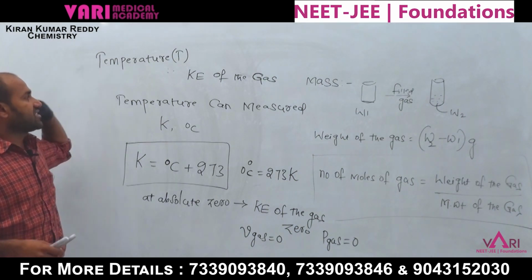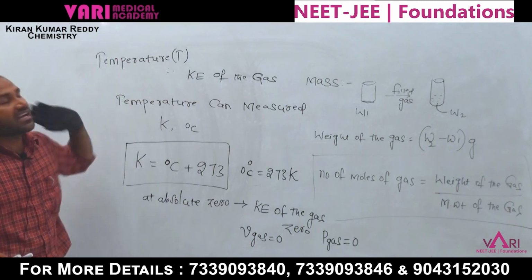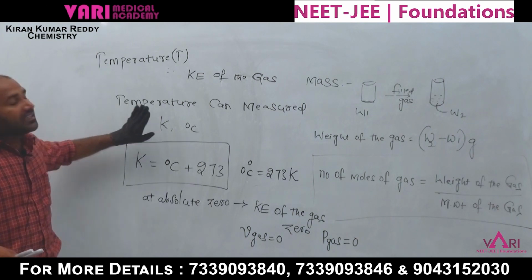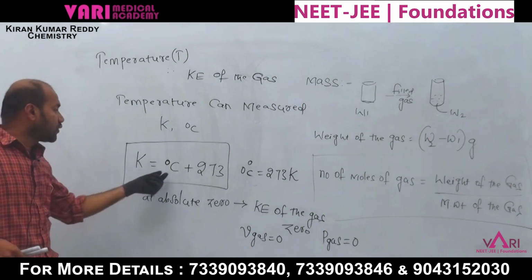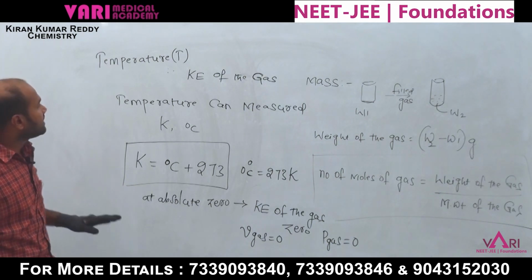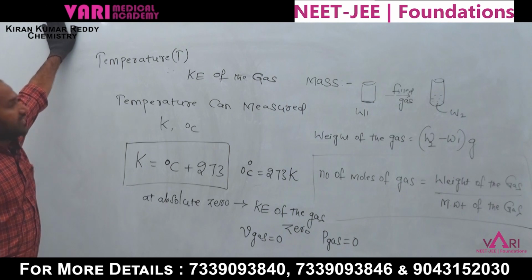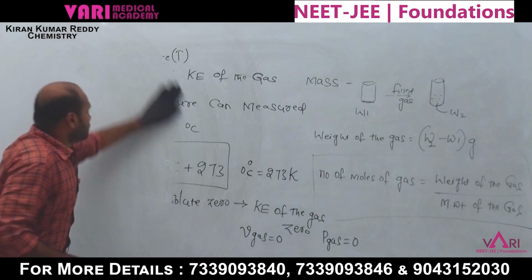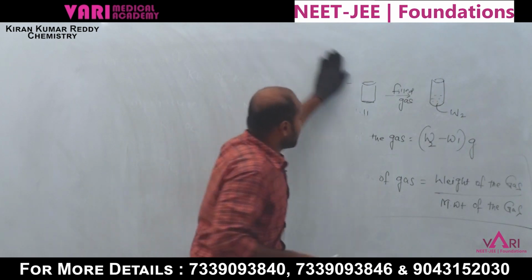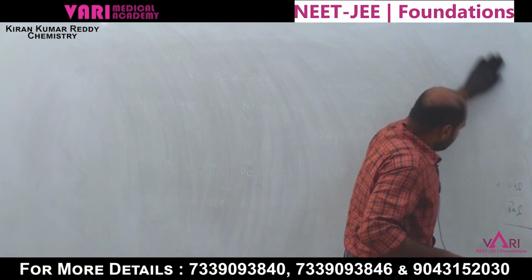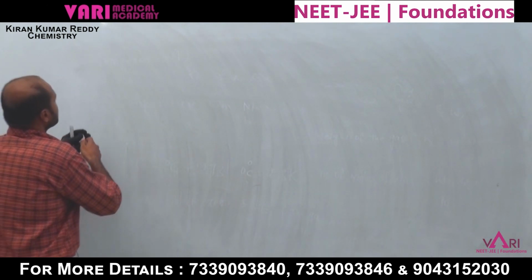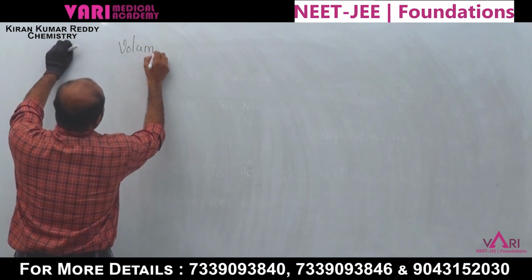One is temperature, the kinetic energy of the gas. Simple, the temperature can be measured in Kelvin, degree centigrade. Now Kelvin is equal to degree centigrade plus 273. This is the temperature. Next one is the volume, and pressure and density. Next, write down volume after temperature.